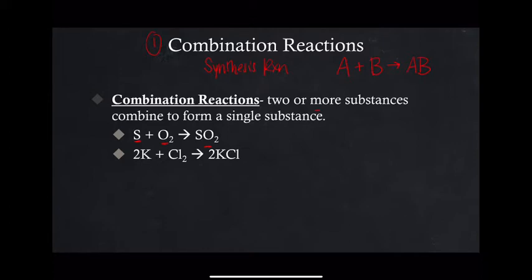Okay? For the next one, they had to add coefficients in to balance this one. But this one's potassium plus Cl2, because that's a Hofbrinkel, gives KCl. And then we've added these coefficients here to balance it, to give us 2 potassiums and 2 chlorines on each side of the equation.